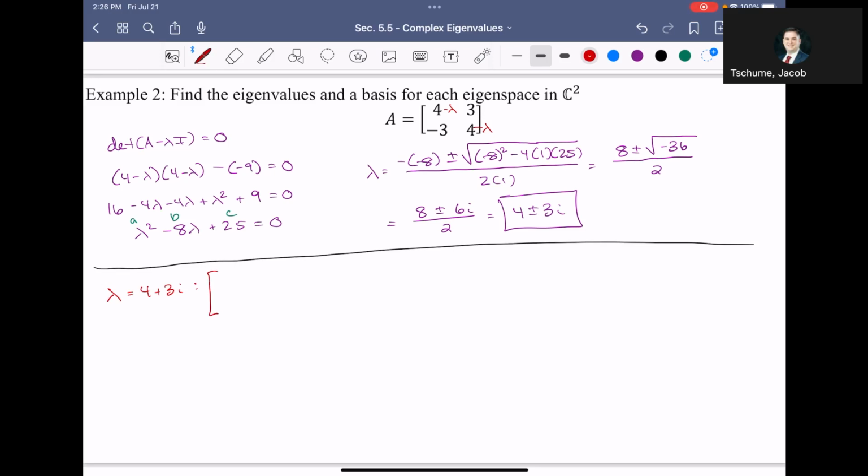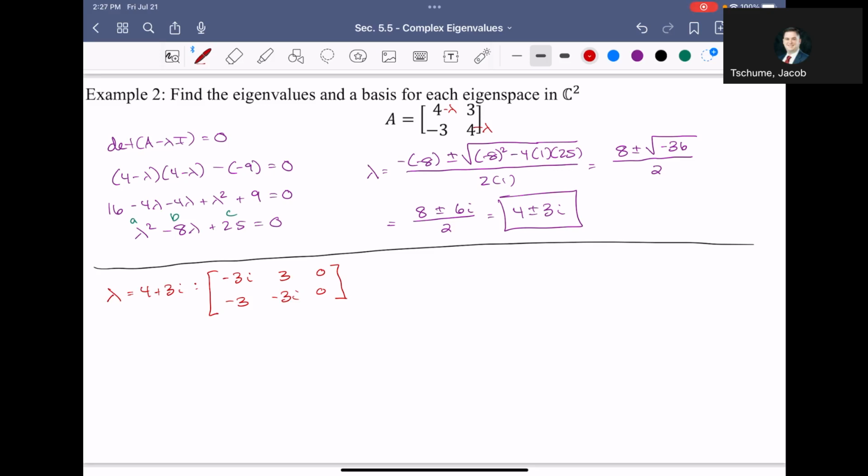So remember, you're going to plug the 4 plus 3i into your original A minus lambda I matrix. So if I do 4 minus this lambda, you should get negative 3i after distributing the negative. Then you're going to get 3, negative 3, and then you're going to get the same thing in the bottom, which is negative 3i. Throwing the 0 on the end, there you go, for the vector. Now, these do reduce if you'd like to go ahead and do that, but it's not really necessary because you're going to reduce on the next step either way.